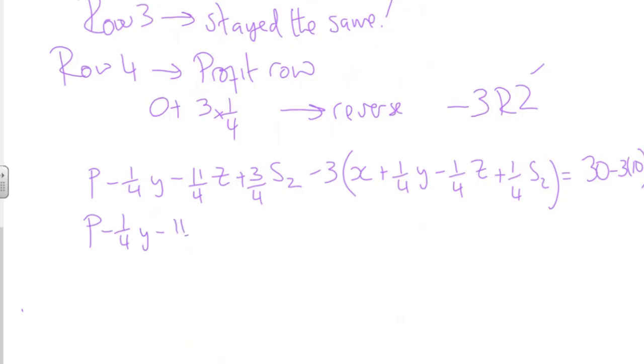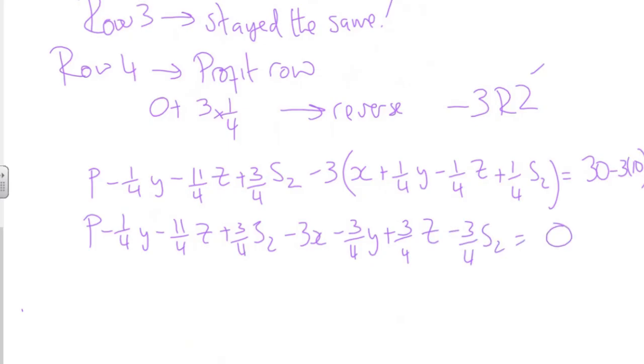So minus a quarter Y minus 11 over 4Z plus 3 over 4 S2 minus 3X minus 3 quarters Y plus 3 quarters Z minus 3 quarters S2 is equal to 0.